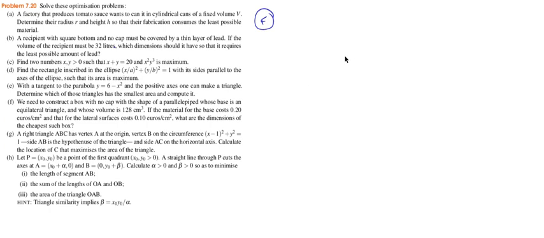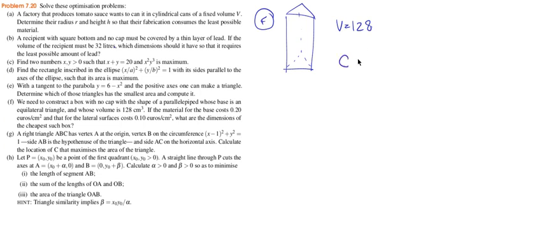So we want to construct a box with no cap, with the shape of a parallelepiped whose base is an equilateral triangle. Let me write it like this. And whose volume is 128 cubic centimeters. If the material for the base costs 0.20 euros, and that for the lateral surfaces costs 0.10 euros per square centimeter, what are the dimensions of the cheapest such box?